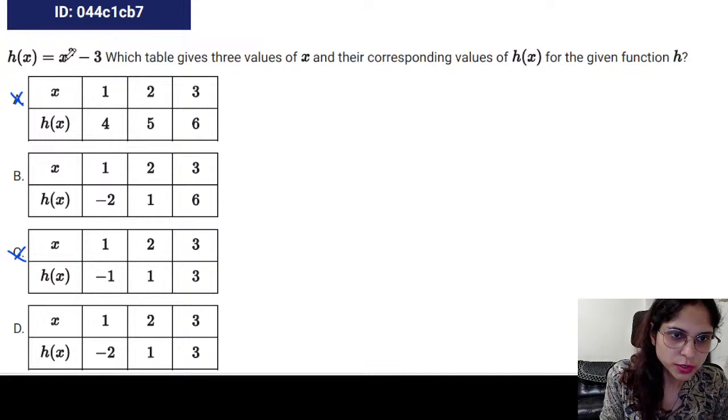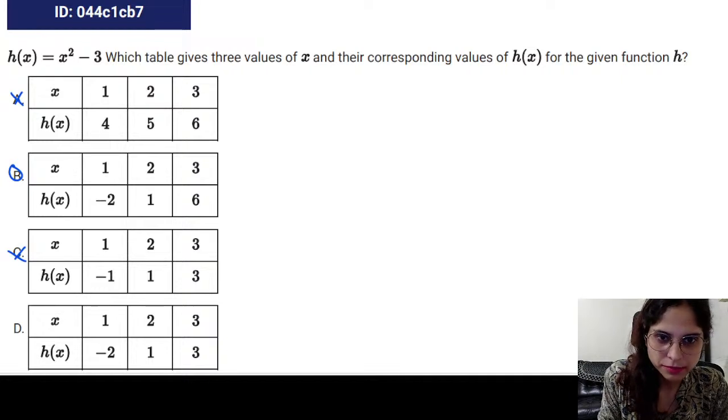So when you put x is equal to 3, 3 squared is 9, 9 minus 3 is 6, so at 3 you should get 6. So your answer is option B. Okay.